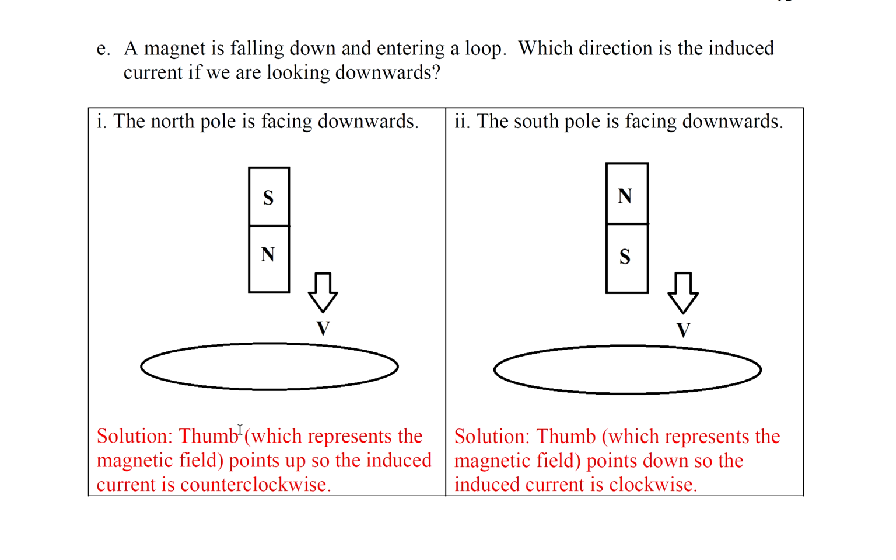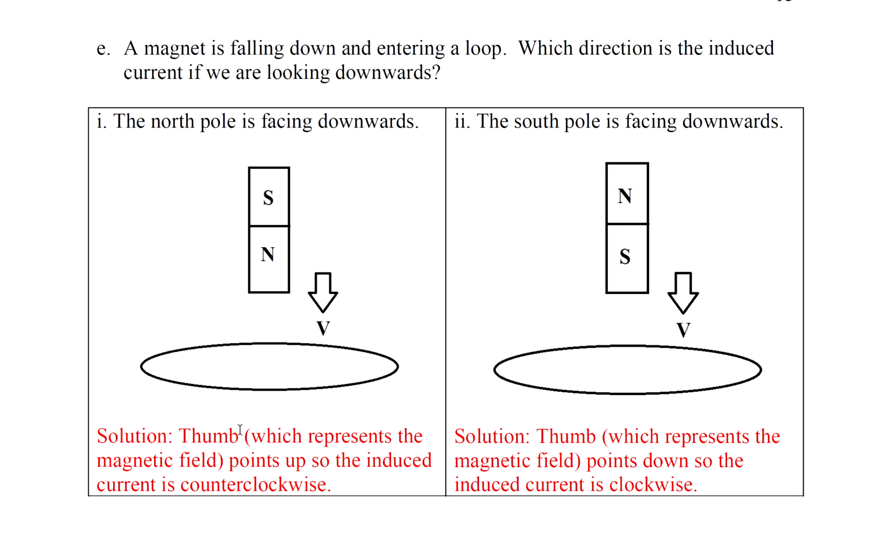So, in part I, as this magnet falls down, there's going to be more magnetic field lines going through that loop on the bottom. So we don't want more magnetic field lines. We want the same number of magnetic field lines. So we have to oppose that increase in magnetic field lines, so our thumb is going to point up.